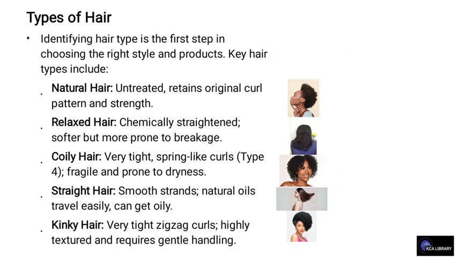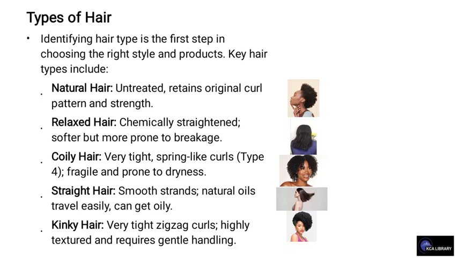Let's move to the types of hair. There are different types of hair, and identifying hair type is the first step in choosing the right style or product. So the key types include natural hair. Natural hair always looks untreated, and it retains its original curl pattern and strength. Relaxed hair is chemically straightened, softer but more prone to breakage.